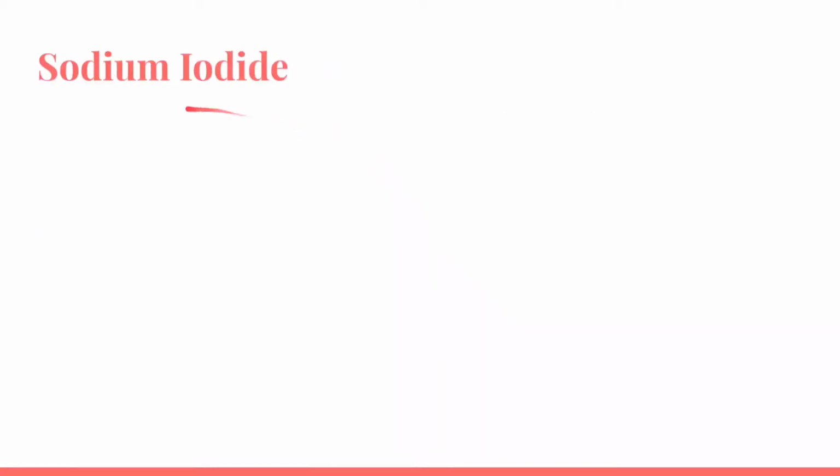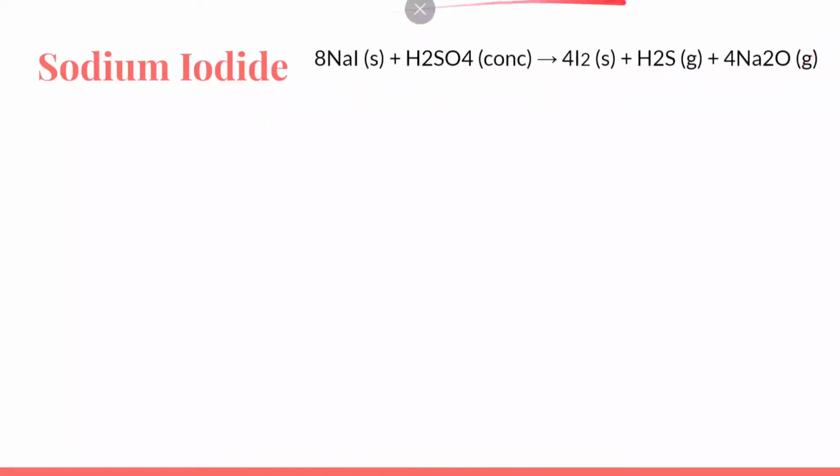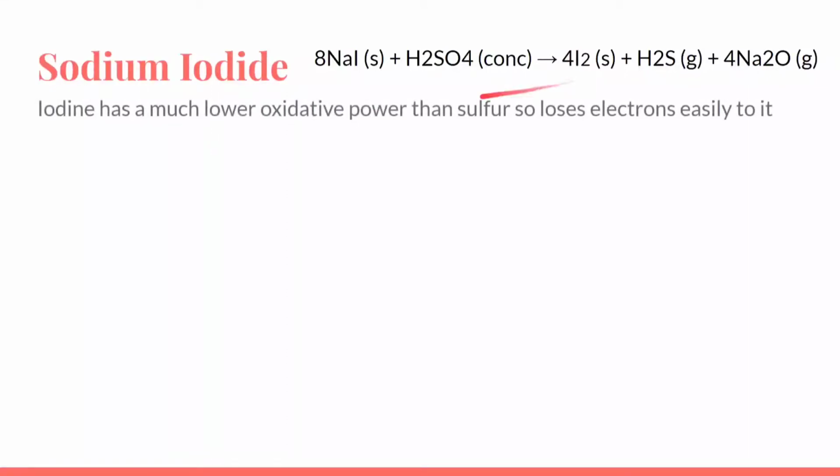And lastly is sodium iodide. And this is our equation. You can see we have our sodium iodide plus our concentrated sulfuric acid. And these are our products. And iodine does have a much lower oxidative power than sulfuric acid. So it loses electrons very easily to the sulfuric acid.